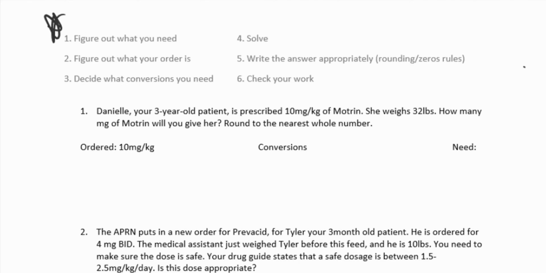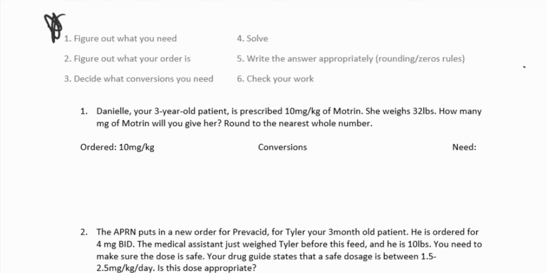We are going to start out, of course, with our 6 steps right up here. So step number 1, figure out what we need. Number 2, what the order is. Number 3, decide what conversions you need. Number 4, solve the problem. Number 5, write the answer out appropriately. And number 6, check your work. So let's go ahead and get started with number 1.